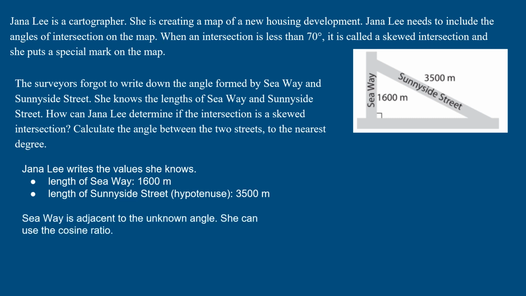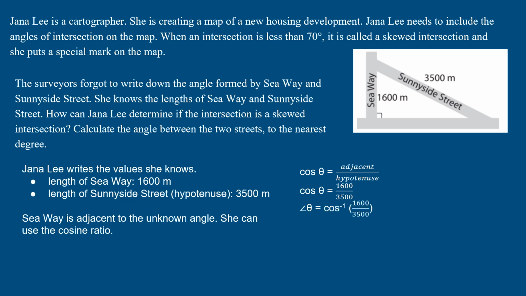Since Seaway is the adjacent to the angle we're looking for, where Seaway and Sunnyside meet, she can use the cosine ratio because cosine is adjacent over hypotenuse. So she fills in 1,600 for the adjacent side and 3,500 for the hypotenuse because those are the values she knows.